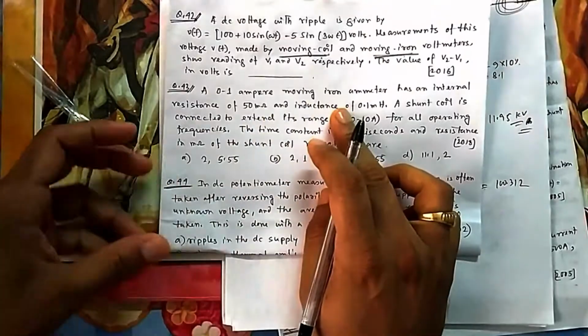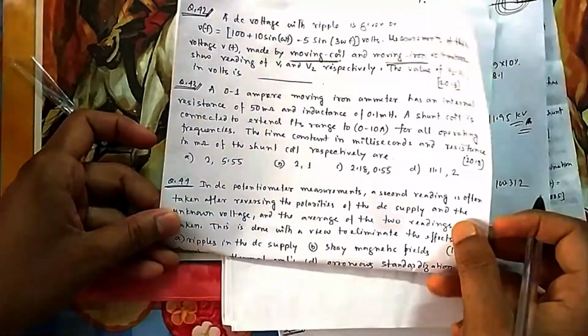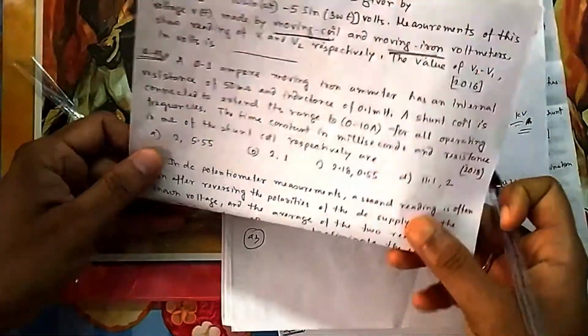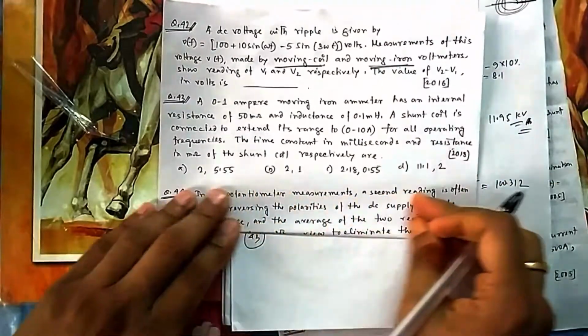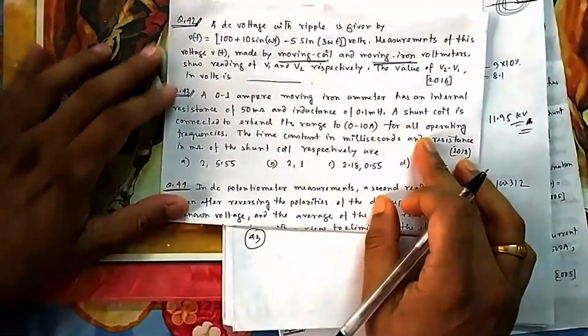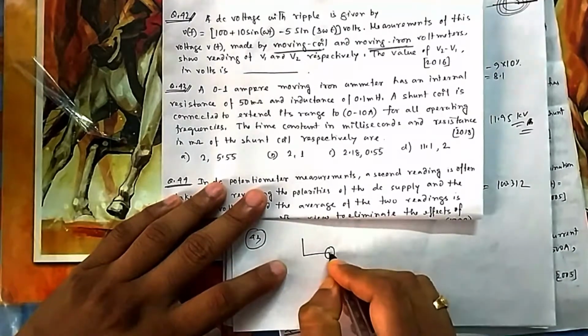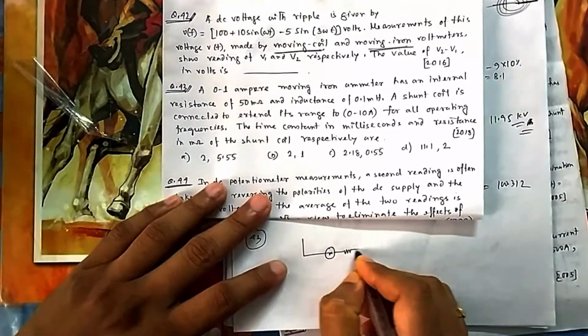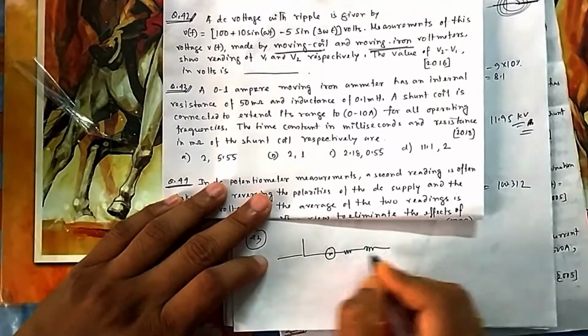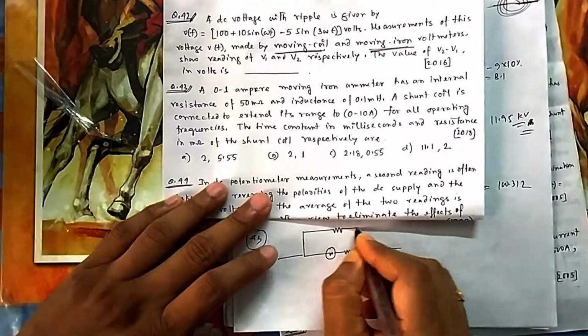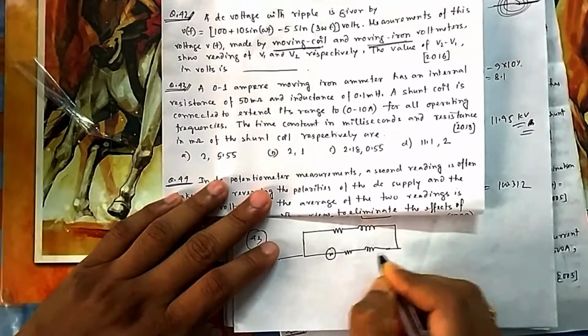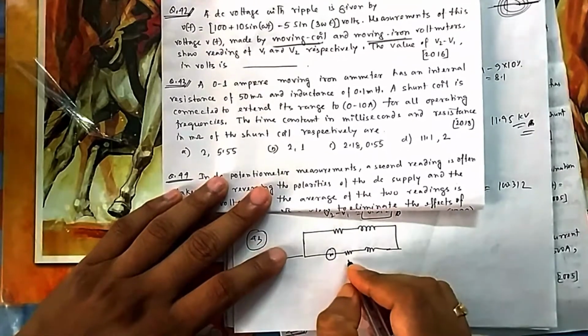A 0 to 1 ampere moving iron ammeter has an internal resistance of 50 milliohm and an inductance of 0.1 millihenry. The shunt coil is connected to extend its range from 0 to 10 ampere for all operating frequencies. Okay, so this is my meter. My meter has a resistance and an inductance also. So I am connecting some shunt. My shunt will also have the same type of impedance, just the values will change.